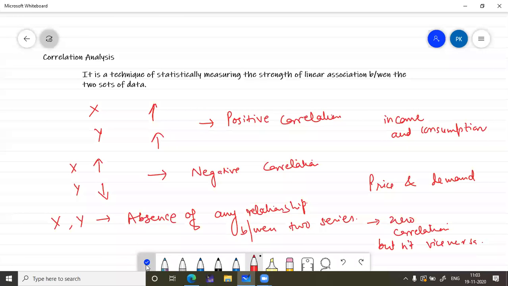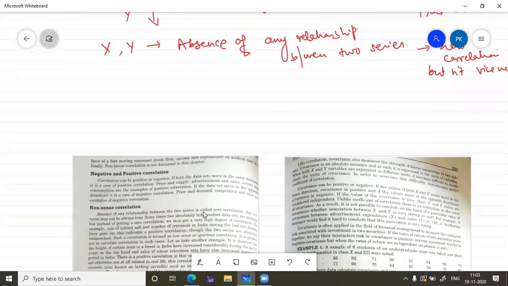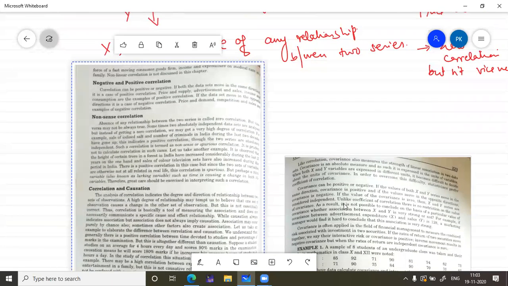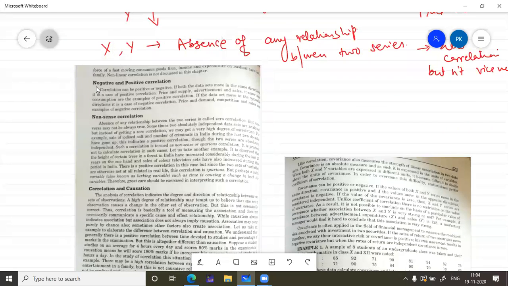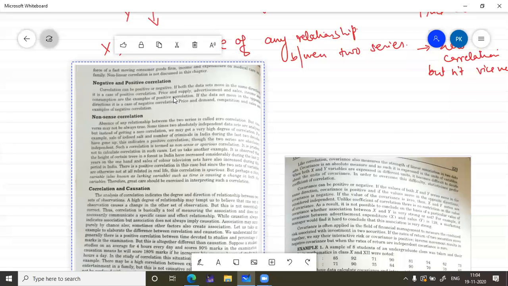I will share the notes with you and you can go through all the details. In short, मैंने आपको बता दिया है. So what is negative and positive correlation? If the data are moving in the same direction, then we have positive, otherwise it's negative. And absence of any relationship, then it is zero correlation. And this is the example here.